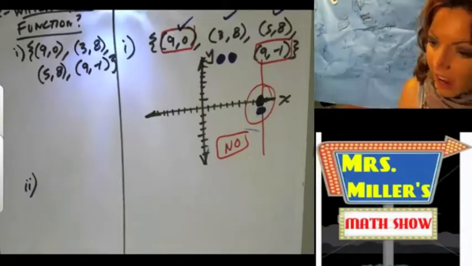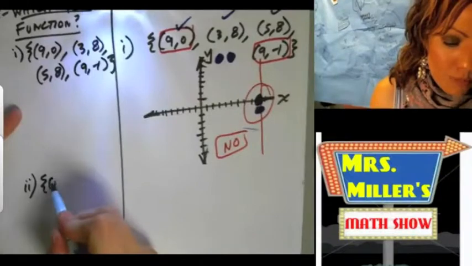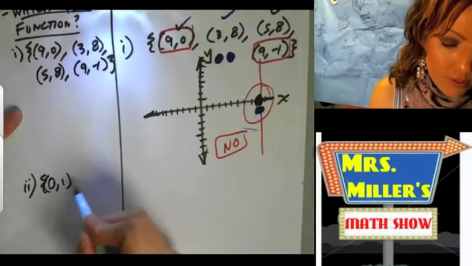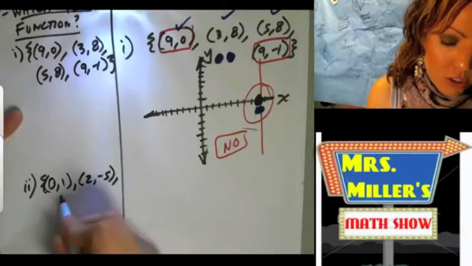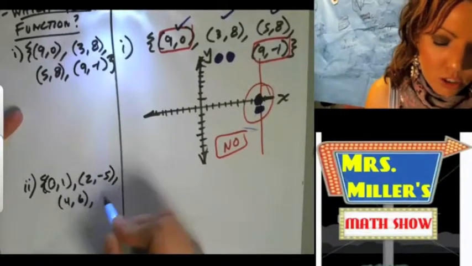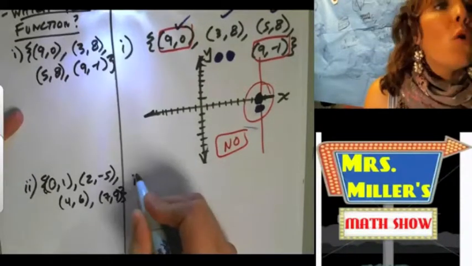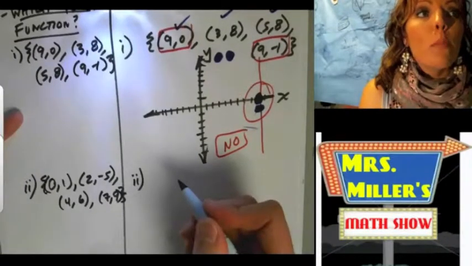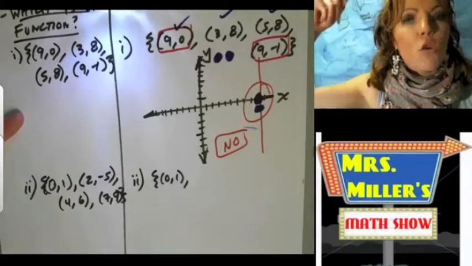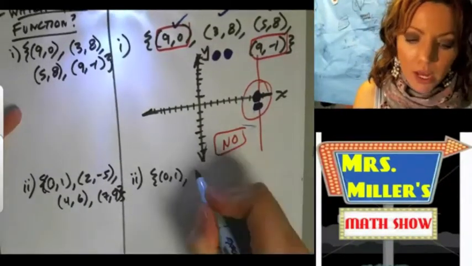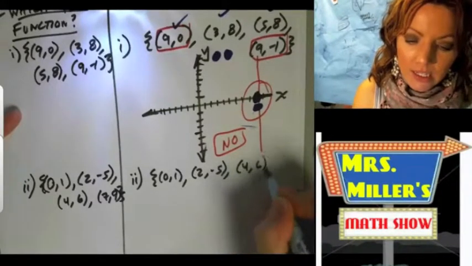Next set of points, we will do, let's see. Whoops, that's a 0, 1. And we'll do 2, -5. We'll do 4, 6, and we'll do 7, 9. I don't want you to graph this. Nobody graph, okay? I want you all to tell me without graphing. Again, you're visually drawing a graph in your head. 0, 1, 2, -5, 4, 6, 7, 9.